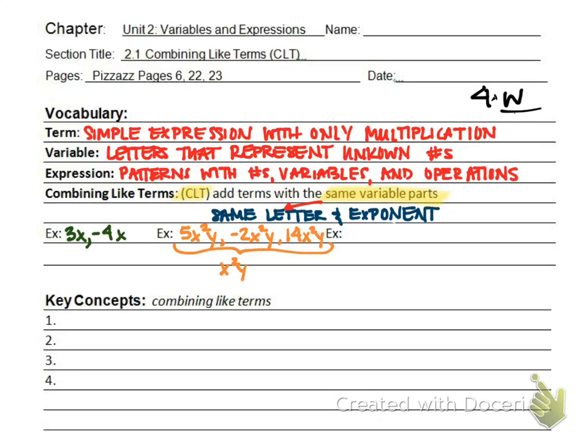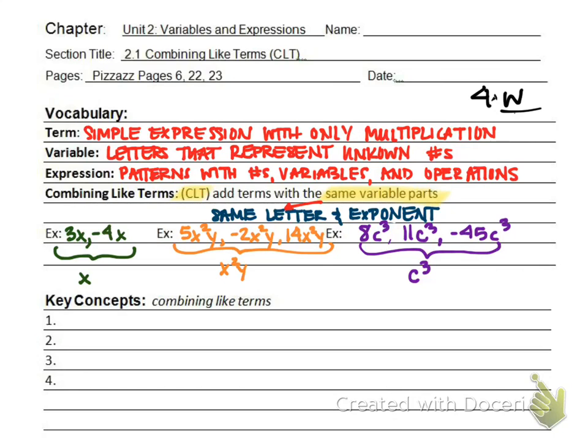Similarly, another example, we could use 8c to the third power, 11c to the third power, and negative 45c to the third power. In this case, when we take a look at all three of these, we have c to the third power. In our very first example, like I had said, we had x to the power of 1, which we just write as x.